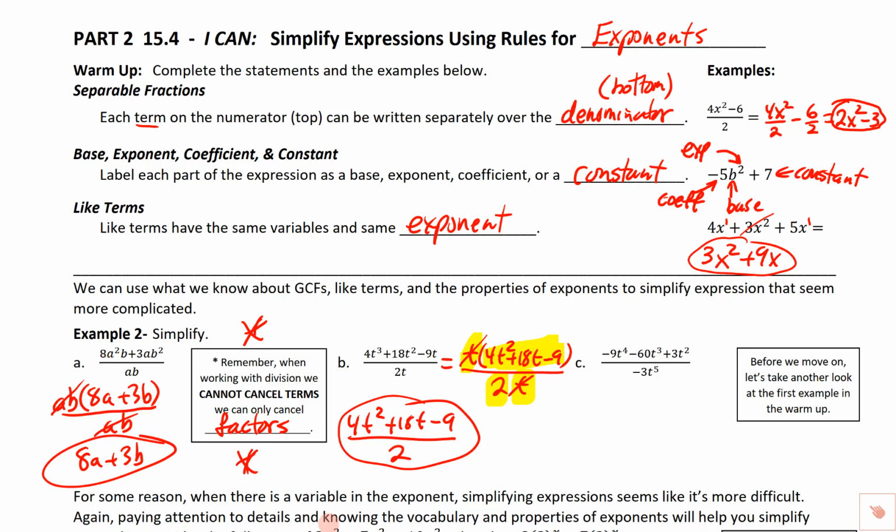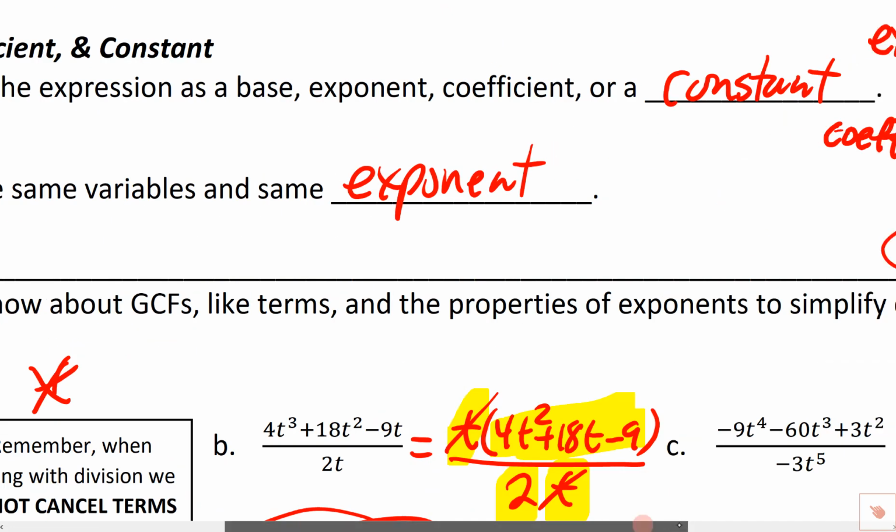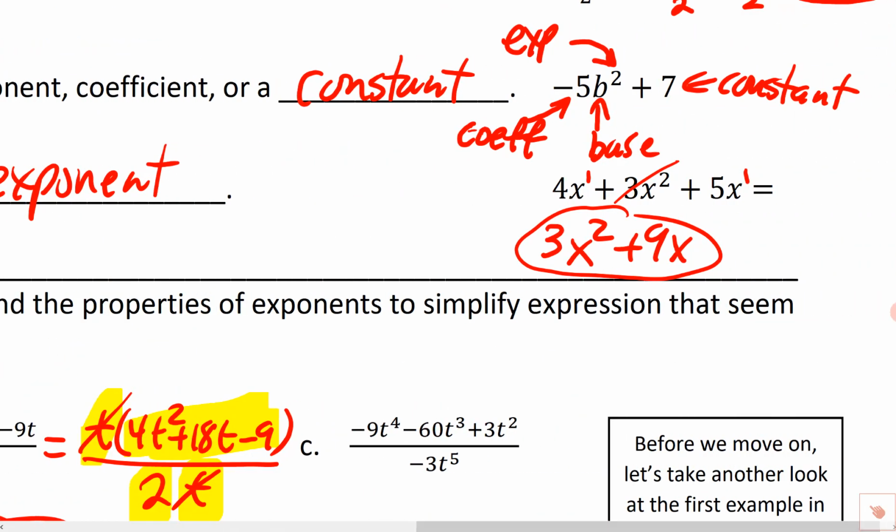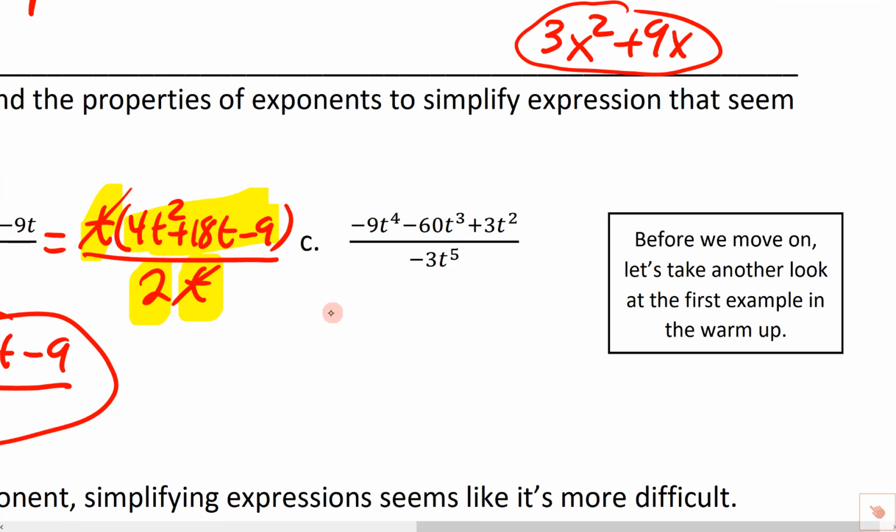Okay, let's go ahead and take a look at this one. The leading one here is negative, so we're definitely going to take out a negative. And I'm going to zoom in on this one just a little bit to make this a little bit easier to see and a little bit easier to work on. So I'm going to take out a negative, and let's see, the numbers, we've got a 9, a 60, and a 3. So I'm going to go ahead and take out a 3. And then variable-wise, we've got t to the 4th, t to the 3rd, and t to the 2nd. I've got 2 t's in every one of them, so I'm going to take out a 2t squared.